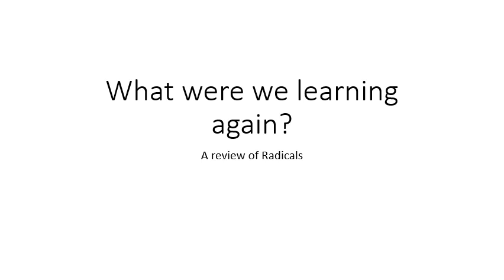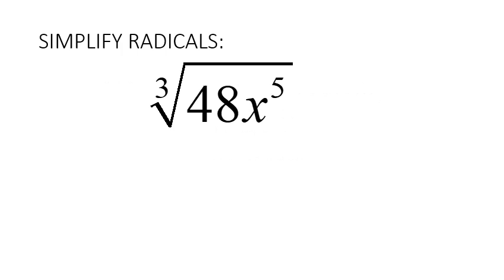This is a review of radicals. So first up in our review of our radicals is simplifying. Okay, remember we can split up all of our constants and our variables. So I'm going to separate this into the cube root of 48 times the cube root of x to the fifth.